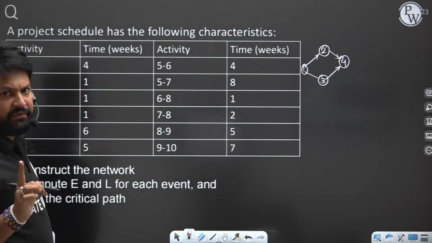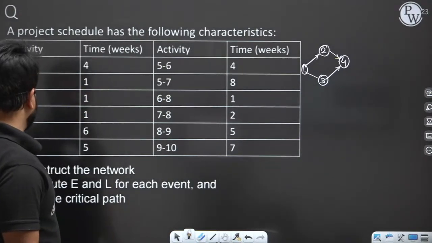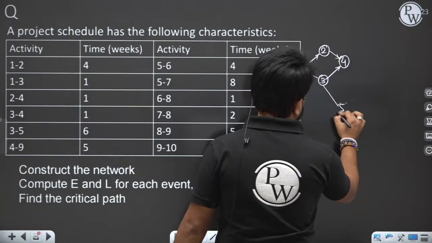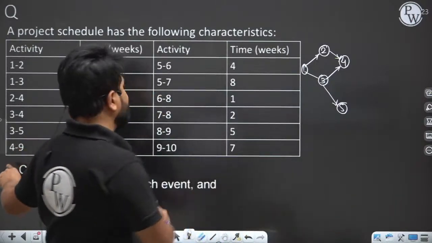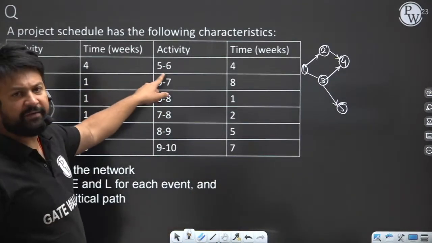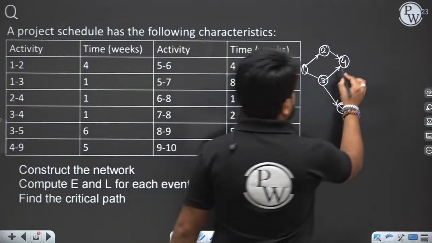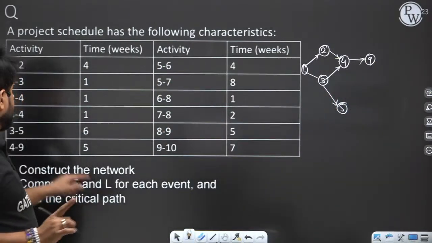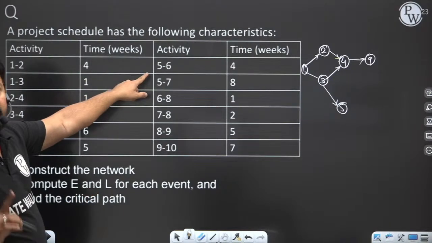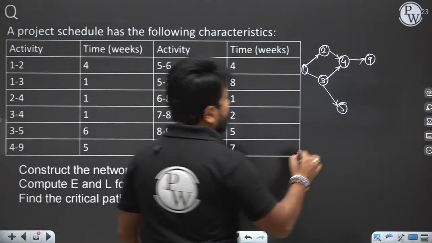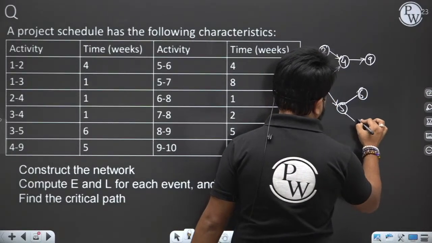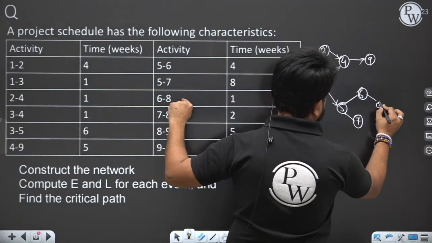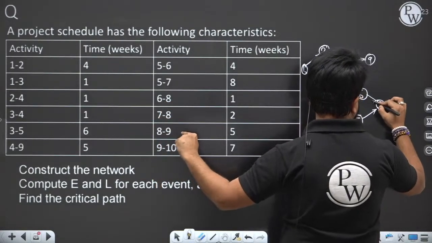Then 3 to 5, and 4 to 9, and 5 to 6, then 5 to 7, then 6 to 8, and 7 to 8.